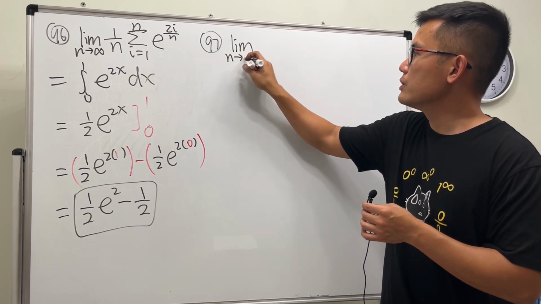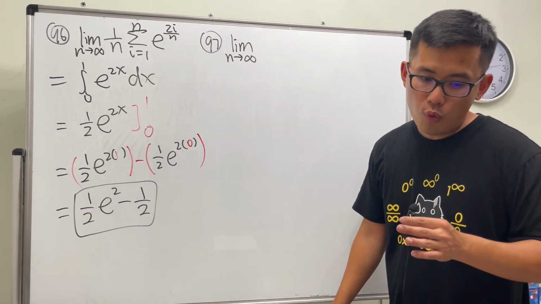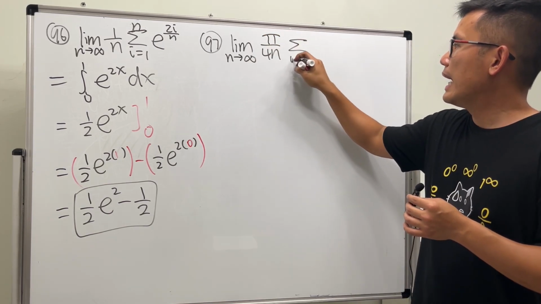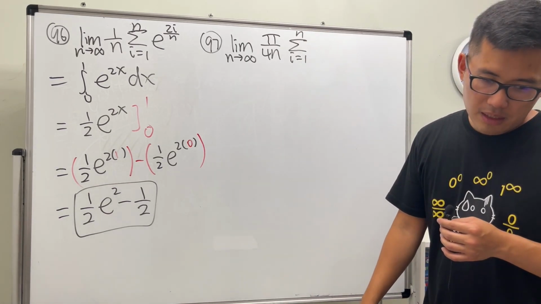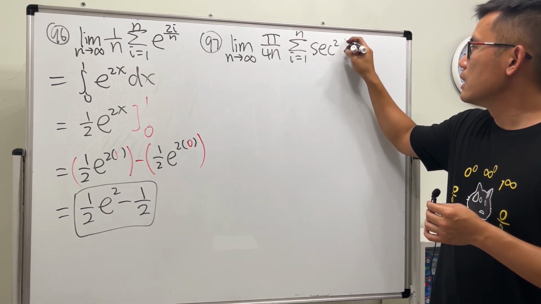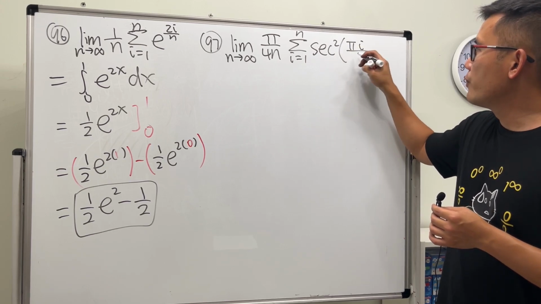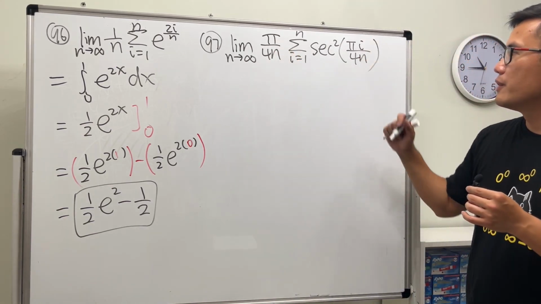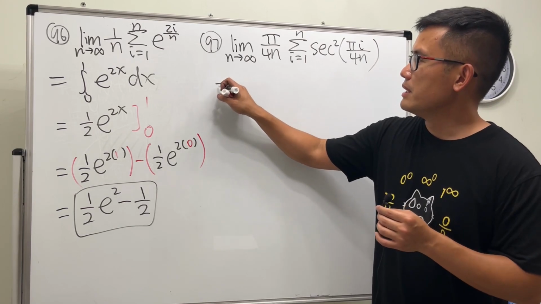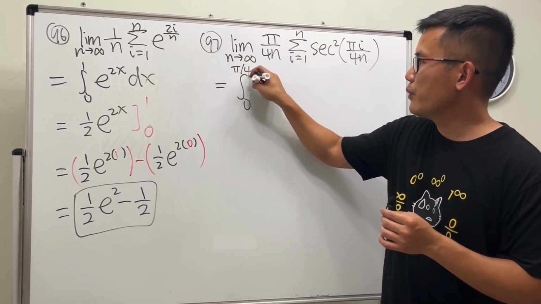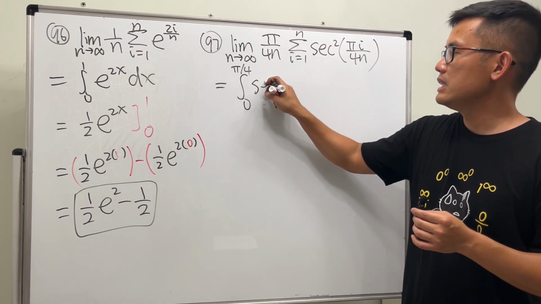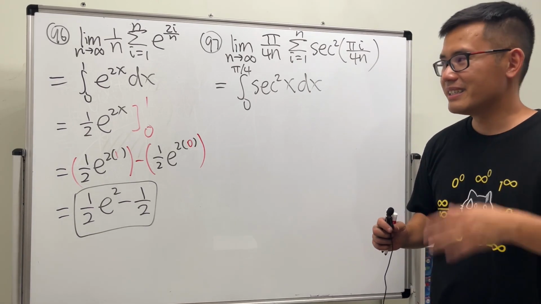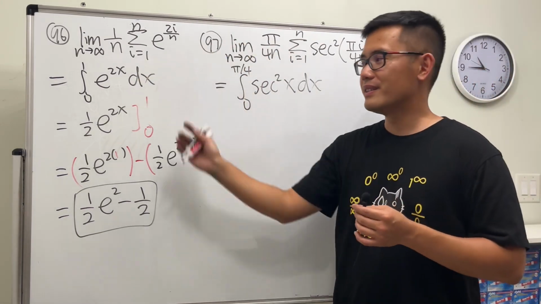Limit as n goes to infinity, and then we have pi over 4n, sum i goes from 1 to n, and then secant squared of pi i over 4n. The pi over 4 matches, so this means we go from 0 to pi over 4, and the integrand is just what? Secant squared x dx. Okay? Very different.